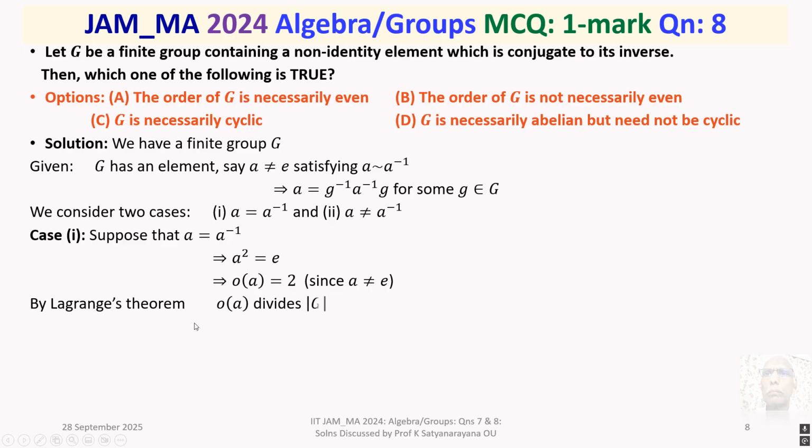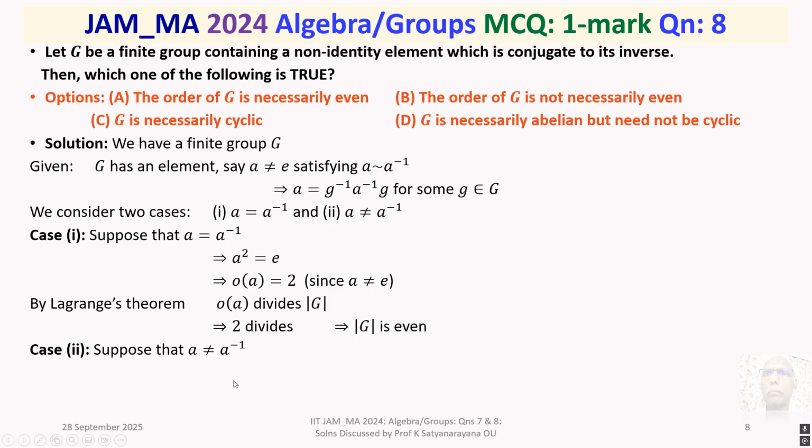By Lagrange's theorem, order of an element A divides order of G. It is one of the corollaries of Lagrange's theorem. Order of A means 2. 2 divides order of G. That means order of G is even. So we get the order of G is even in this case. So we go for case 2. Let us see whether order of G is even in that case. If it is true in both the cases, then order of G is even. So option A is true, option B is not true.